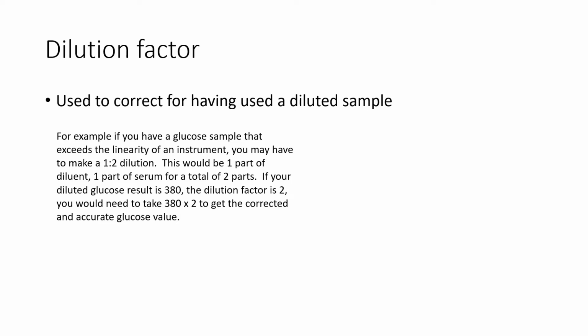So let's say you rerun it on the instrument and you get a value of 380, okay? So you would take that 380 and then you would correct using a dilution factor. You would actually multiply that times 2 to give you the accurate glucose value. So if you take 380 times 2, let me just calculate that real quick. That gives you a glucose value of 760, which of course is a critical value.